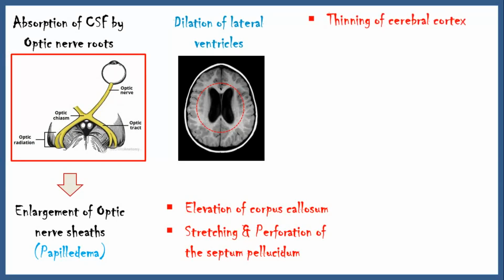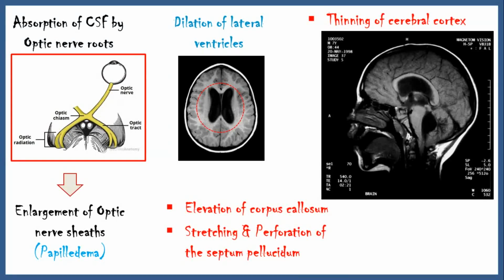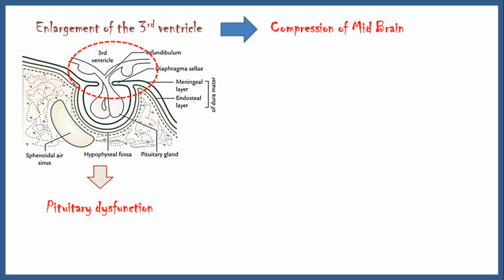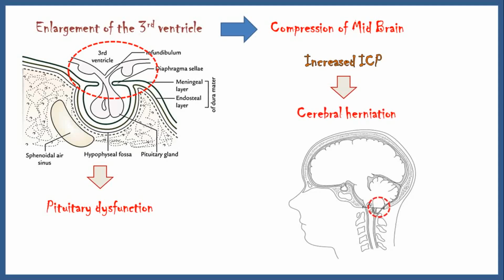This MRI section demonstrates the dilation of lateral and fourth ventricles due to the increased volume of CSF. And you can clearly see the elevation of corpus callosum due to the increased CSF volume. Enlargement of third ventricle down to the pituitary fossa may cause pituitary dysfunction. Enlargement of third ventricle can also cause compression of the midbrain as well. In addition, due to the raised intracranial pressure, some parts of the brain can get herniated. This image shows the herniation of cerebellar tonsil through the foramen magnum.